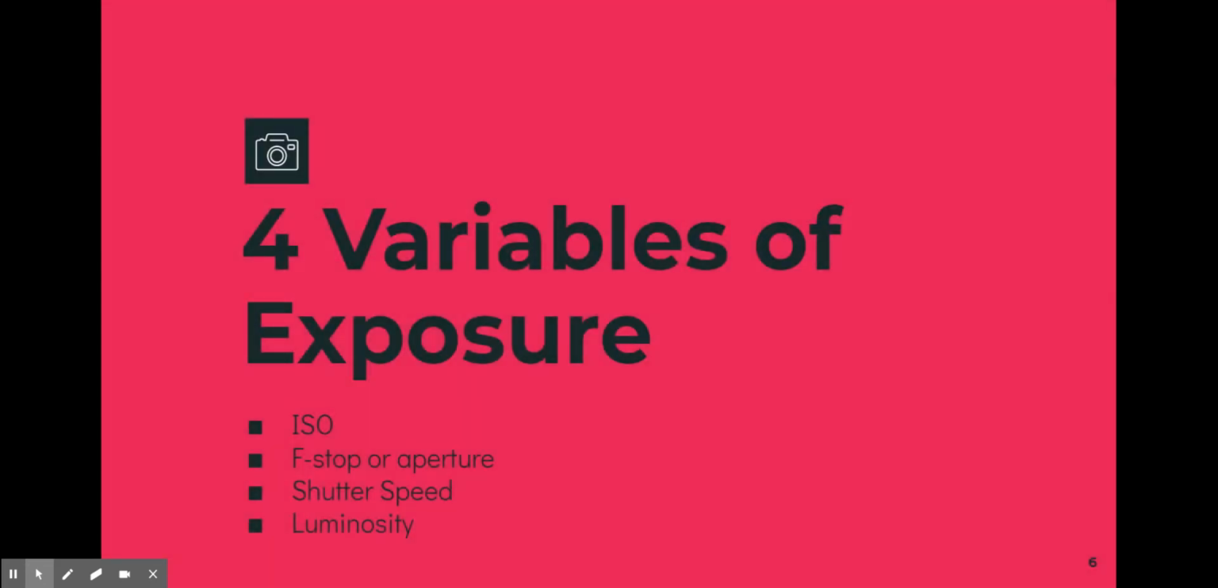To understand the system of exposure, you must recognize that there are four variables that influence the control and capture of light. We will explore each of these in greater detail in future lessons, but today is an overview of the system as a whole. ISO is affected by the film you choose. F-stop and shutter speed are the camera controls that you will adjust. And luminosity is the available light in the space or situation you intend to photograph.